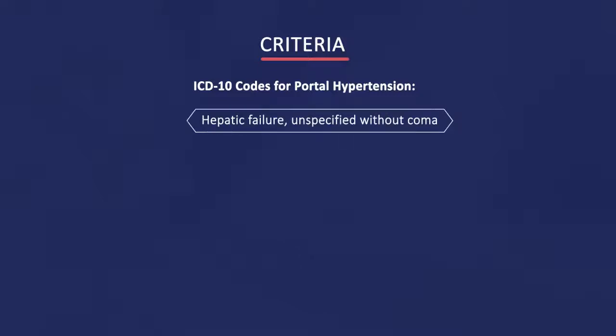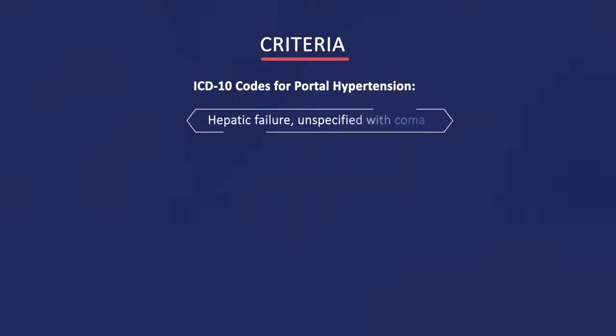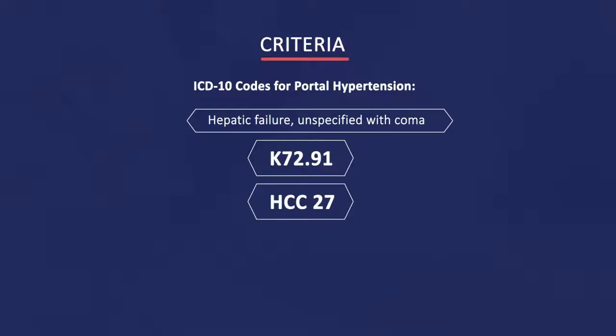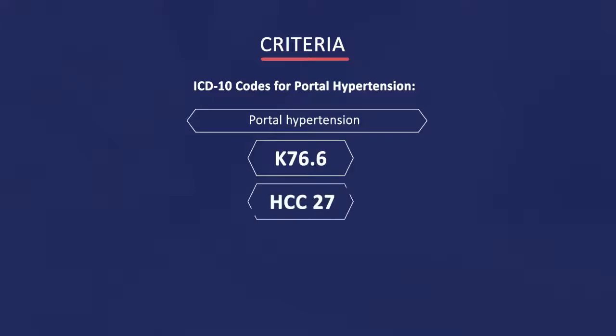For hepatic failure, unspecified without coma, the code is K72.90, and the HCC value is 27. For hepatic failure, unspecified with coma, the code is K72.91, HCC 27. And lastly, for portal hypertension, the code is K76.6, HCC 27.